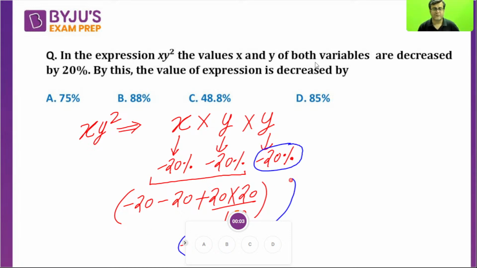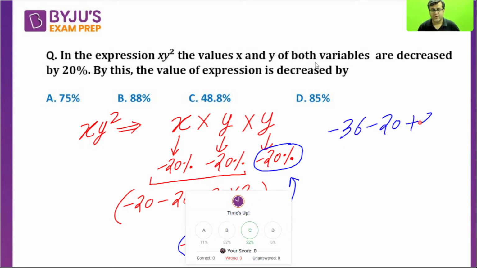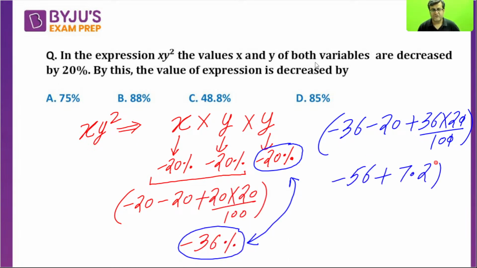Use successive on these two now. Minus 36, minus 20, minus minus plus 36 into 20 by 100. So this will give you minus 56. This will give you 7.2%. So if you subtract, finally you get minus 48.8. So we got 48.8% overall decrease. Is the point clear now?